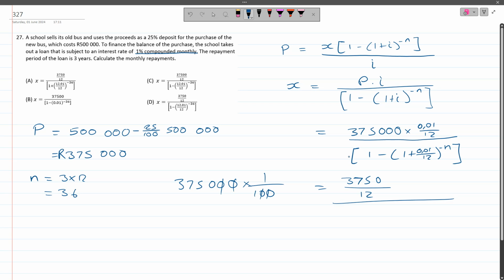Then at the bottom, we are going to have 1 minus. This 1 over here can be rewritten as 12 over 12 instead of 1. If we write it as 12 over 12, that means we can add the numerators. The numerators then will sum up to 12.01 over 12 to the power of minus. The value of n is 36. Therefore, if we look at our options, we see that this corresponds with D. So D will be our answer in this case.